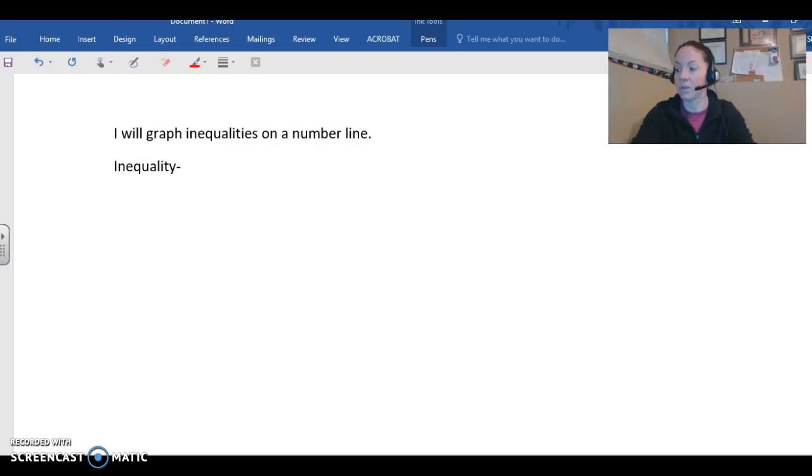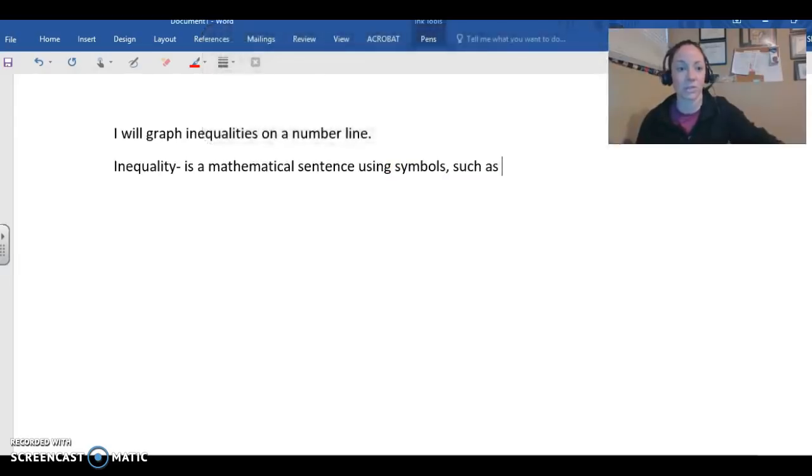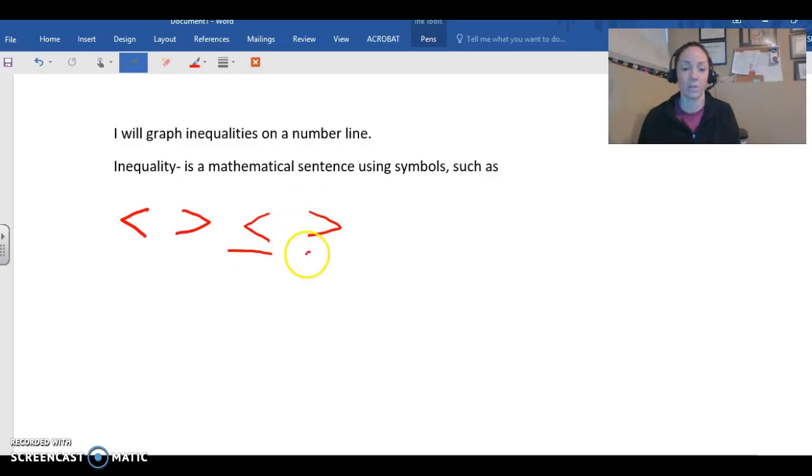An inequality is a mathematical sentence using symbols such as less than, greater than, less than or equal to, greater than or equal to, or, final one, not equal. Okay? So make sure you get all of that in your notes.